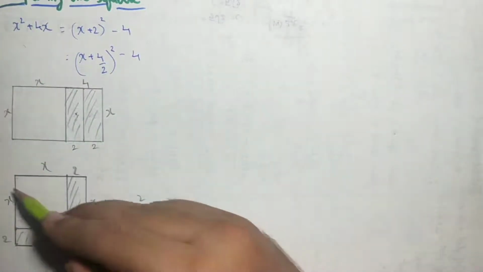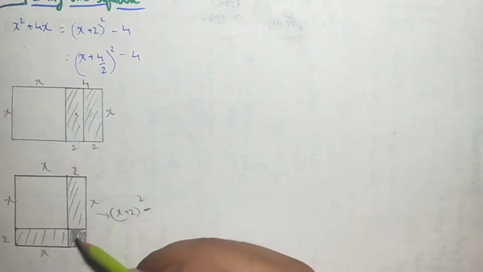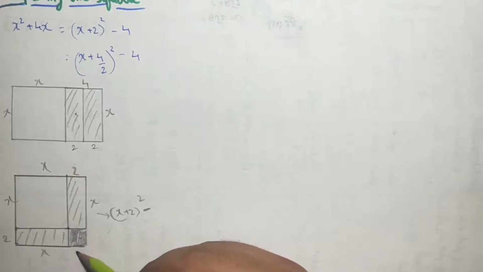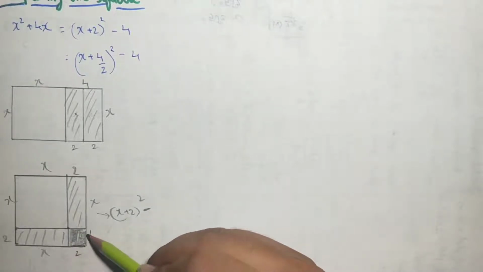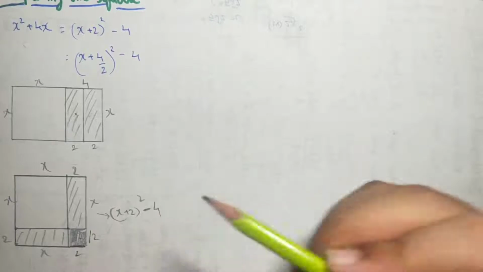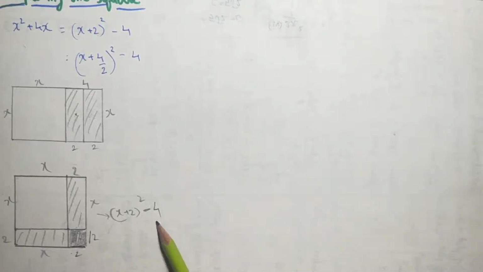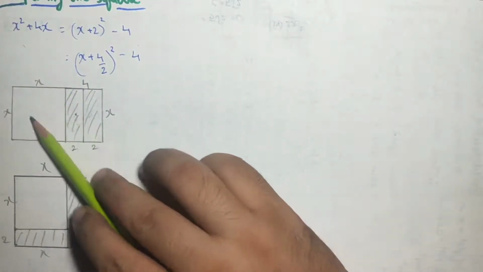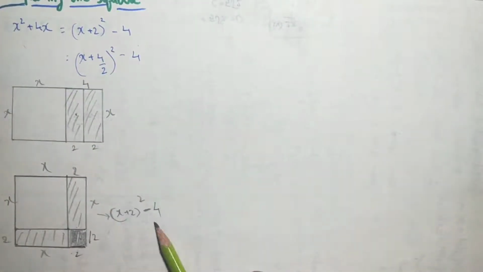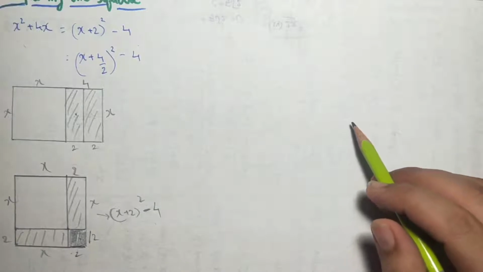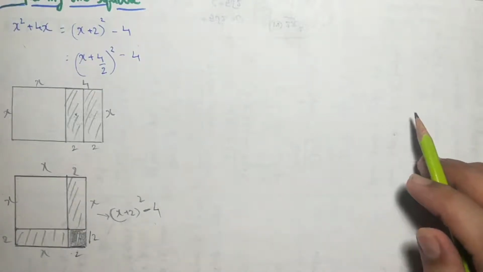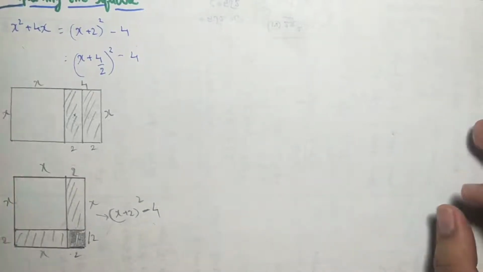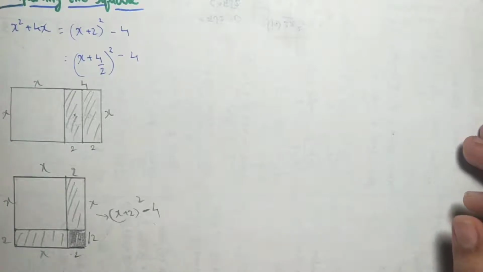So from this whole square, I will be subtracting this small box. This small box is actually 2 and this is also 2, 2 into 2, that is 4. So if you can see, x square plus 4x has been equated to (x plus 2) whole square minus 4. So if any quadratic equation is given to you, you have to complete its first two terms.